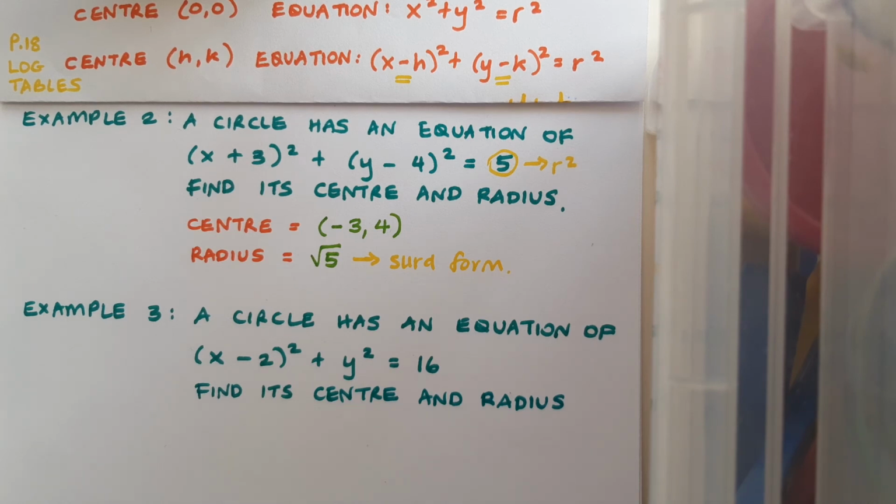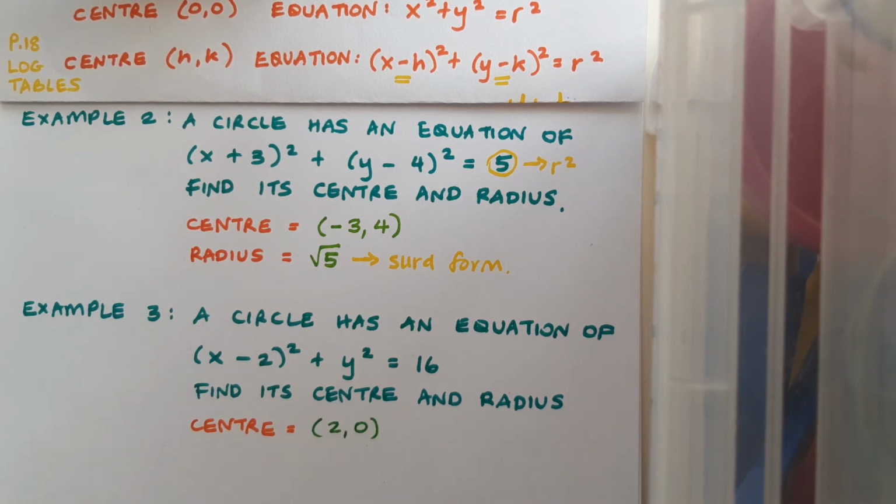And here's a third example. A circle has an equation of (x minus 2) squared plus y squared equals 16. Find its centre and radius. Well, to find the centre, I've been looking at the numbers that come after the x and the y and changing their signs. Now, in this case, clearly I do have a number coming after the x in the bracket, but I don't have any apparent number coming after the y. So if there's no number there, the value must be 0. So I change the sign of the 2, and my centre is 2, 0.